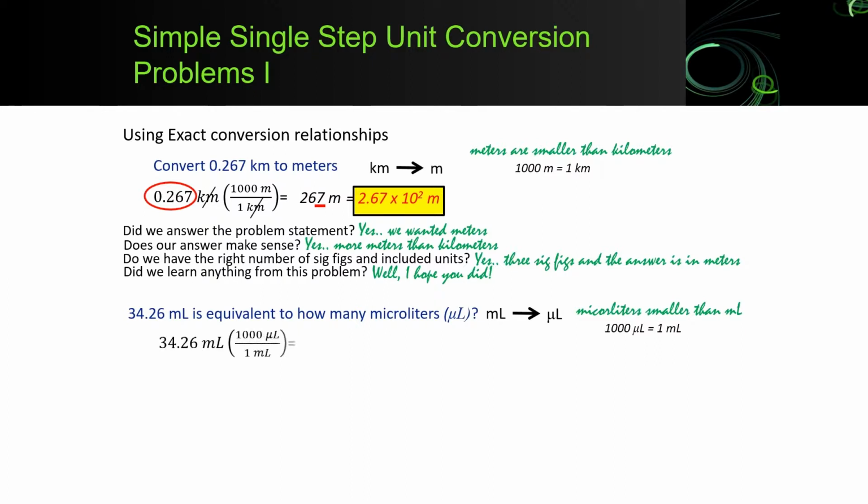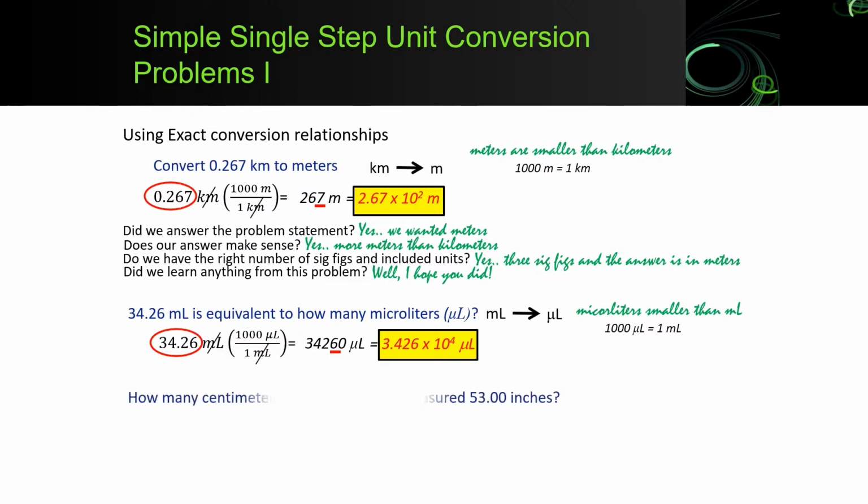34.26 milliliters is equivalent to how many microliters? Again, we will use SI prefixes. We see that milliliters and microliters are different by a magnitude of 3 or a factor of 1,000, and microliters are smaller than milliliters. Notice our given value has 4 sig figs, so the answer better have 4 sig figs.